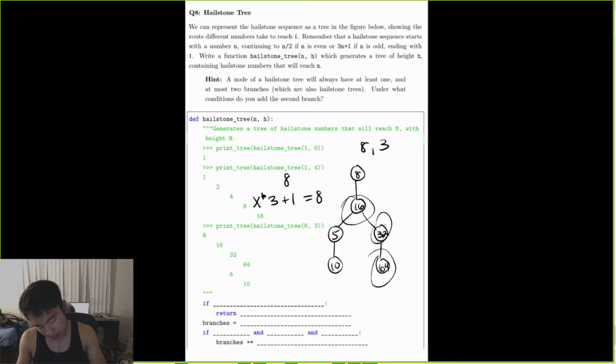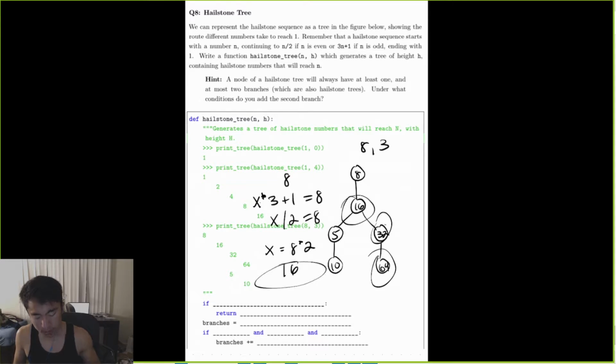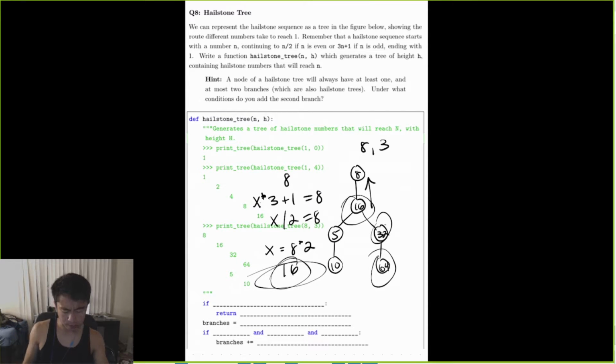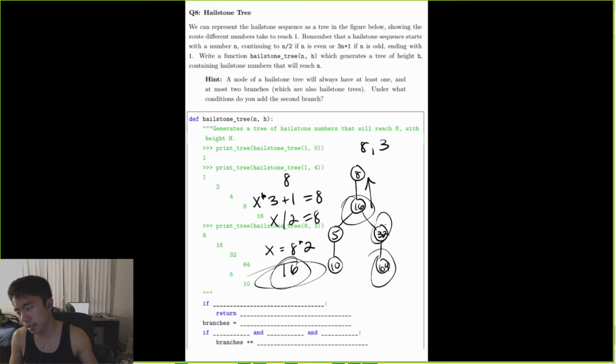Since we want to find a number where x divided by 2 is equal to 8, and also note that x has to be an integer, the solution is x equals 8 times 2, and that number is going to be 16. This is valid because 16 is even, so when we consider a Hailstone sequence, if it's even, we divide it by 2. So 16 divided by 2 is going to be 8. We found one path: we multiply by 2 to get a number that will lead to the 8.